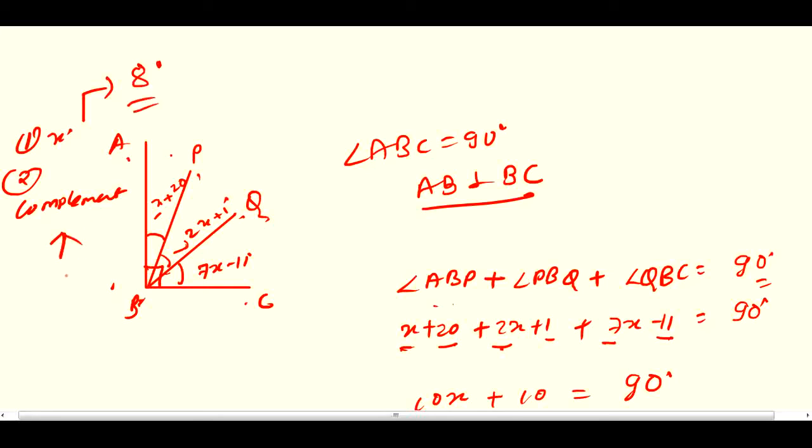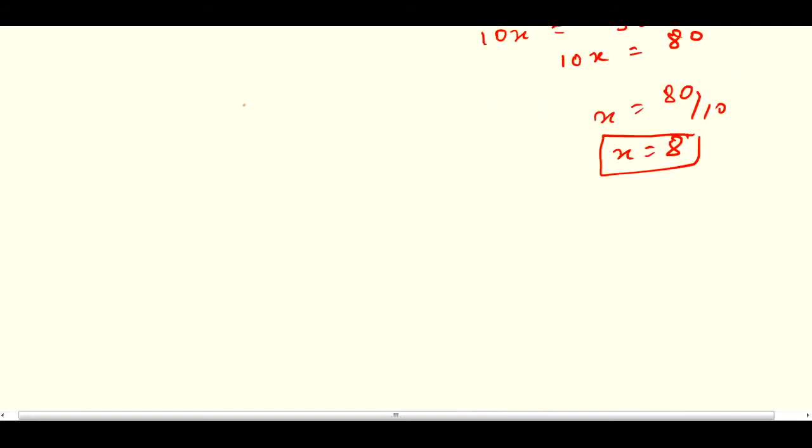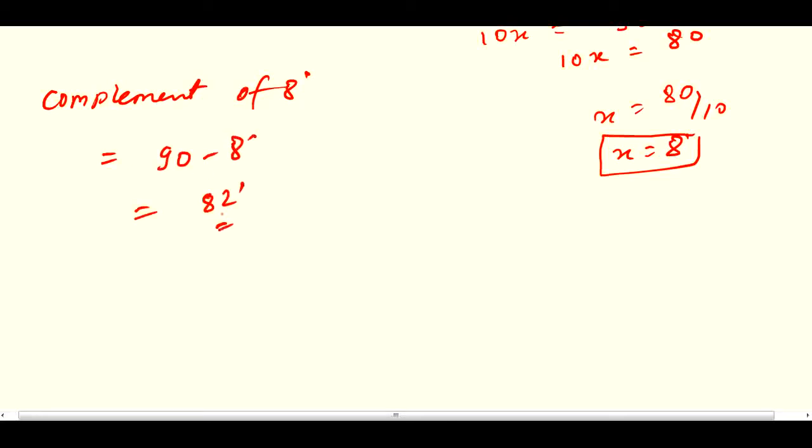Now we have to find the complement. Simply, as I told you, complement means what? 90 degrees. So the complement of 8 degrees will be 90 minus 8 equals 82. So 82 degrees will be the complement of x.